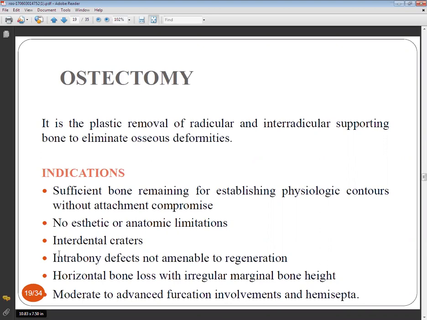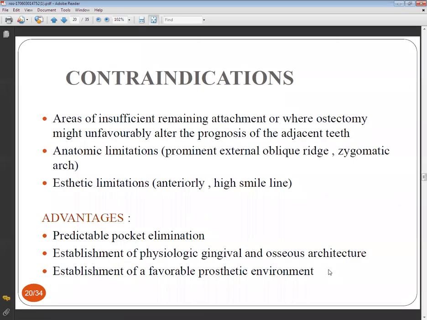Once again, I will repeat. There should be a sufficient amount of remaining bone around the particular tooth to attain a proper physiological contour. It should be done in posteriors basically, and in interdental craters, infrabony defects, horizontal bone loss with irregular marginal bone height, moderate to advanced furcation involvement, and hemiseptum. One more defect. So, what are the contraindications?